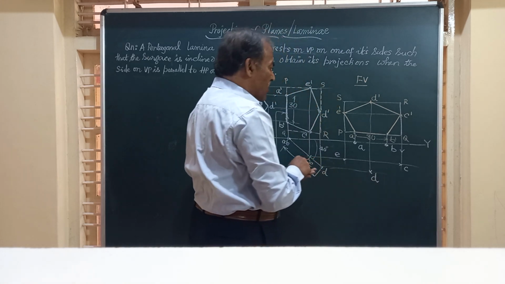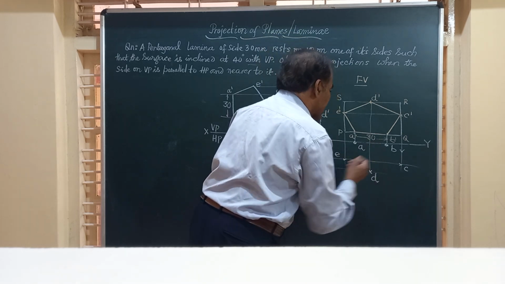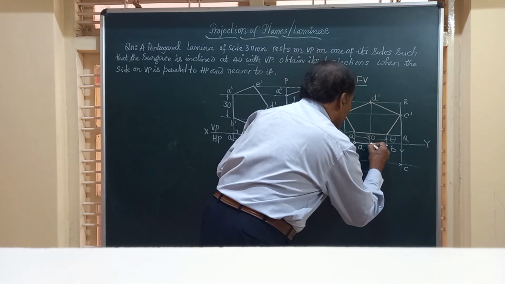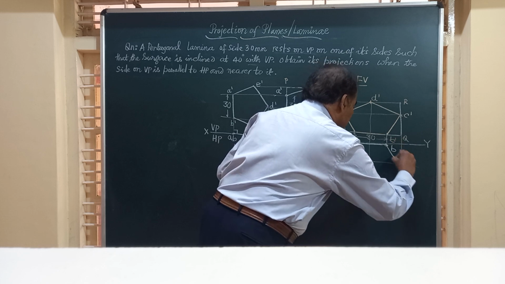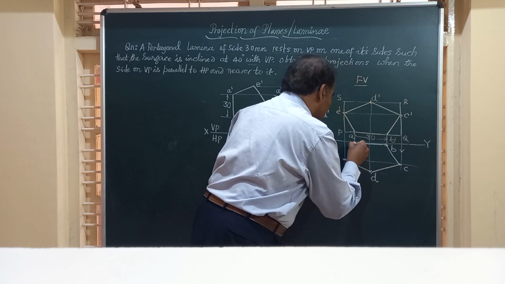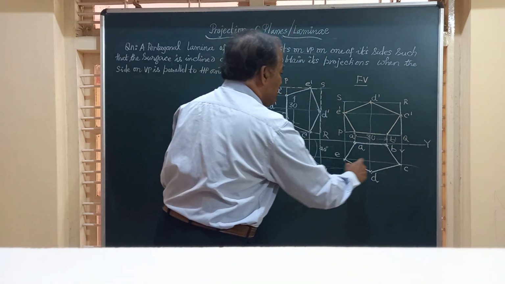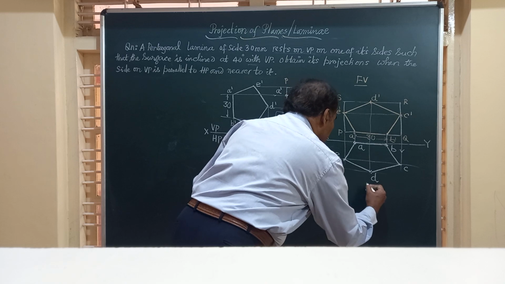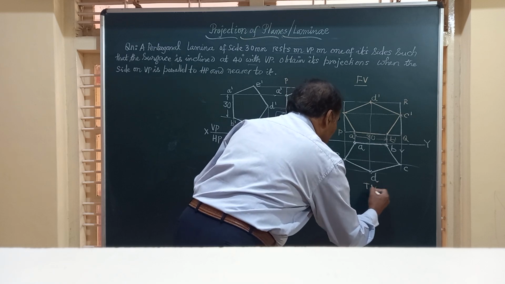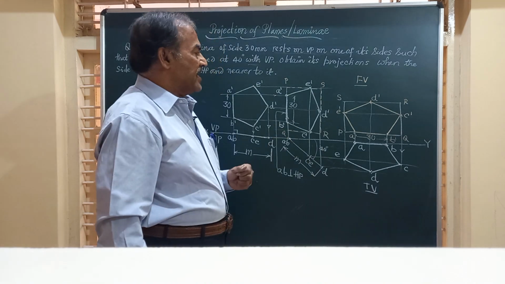Friends, we have got all the 5 points in the top view. We'll join them by straight lines. That is A to B I am going to join, then B to C, C to D, D to E and E to A. And friends, this figure A, B, C, D, E will give you the top view of the lamina with the side AB on the XY line.